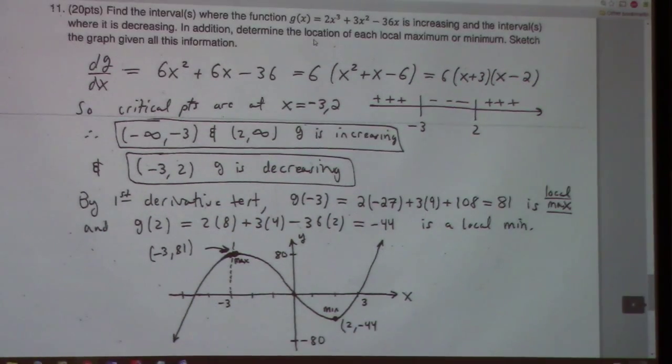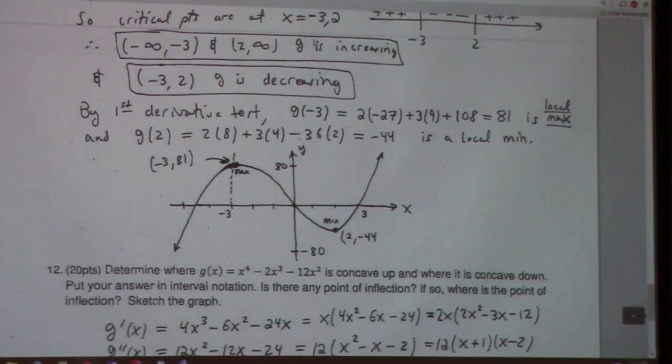Graphing with calculus. Oh, I do love graphing with calculus. Oh man, I forgot about that. We haven't done this in a while. That was fun.